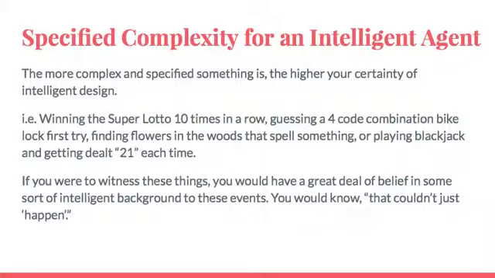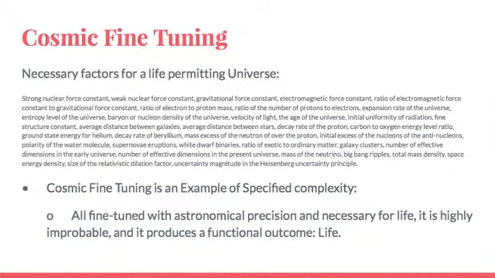If you were to witness these things, you would have a great deal of belief in something of some sort of intelligent background to these events. You would know that this couldn't just happen. The cosmic fine-tuning. These are necessary factors for a life-permitting universe. As you can see, there are many small items that are determined to give us the exact perfect conditions so that we can live. Cosmic fine-tuning is an example of specified complexity, all fine-tuned with astronomical precision and necessary for life. It is highly improbable and it produces a functional outcome, life.